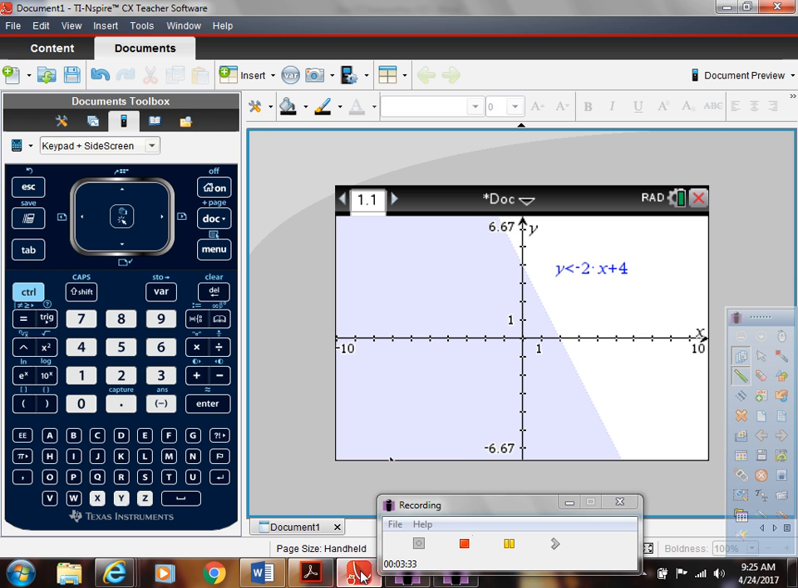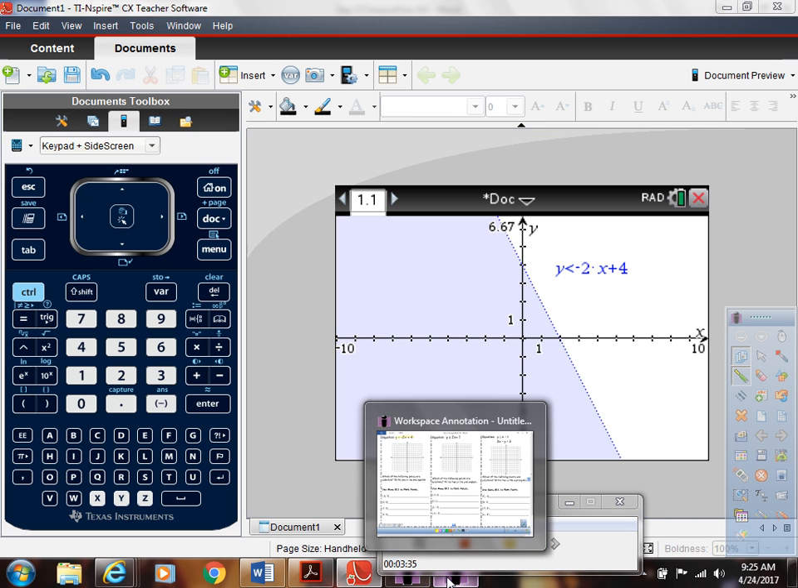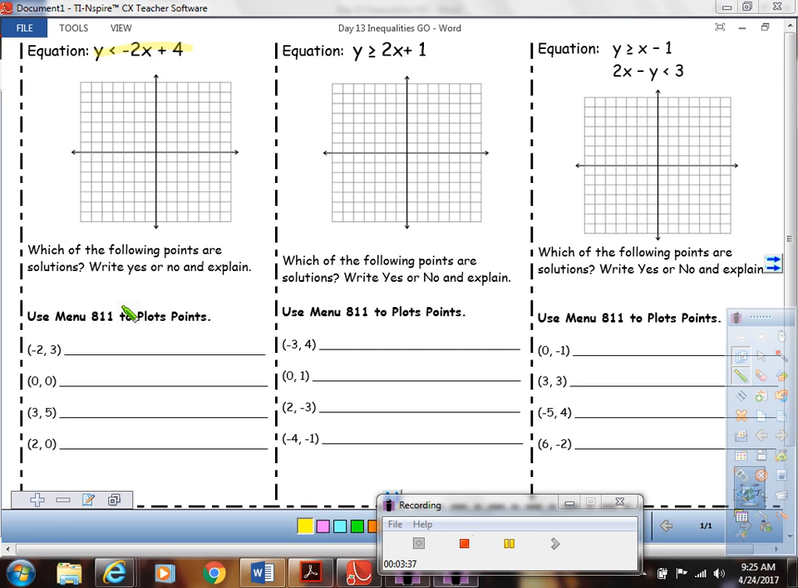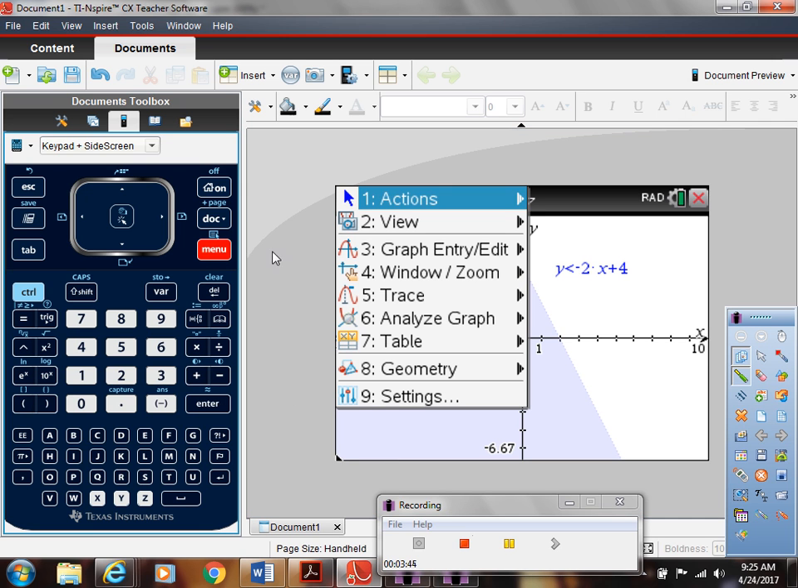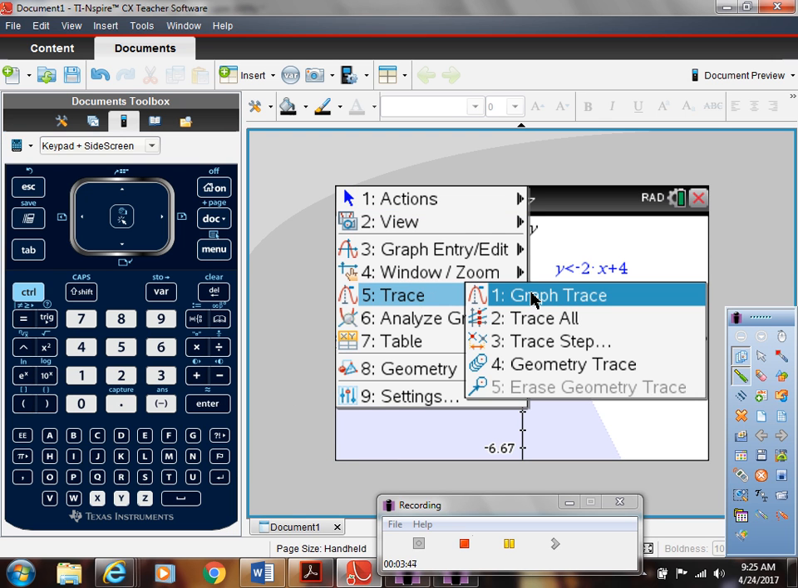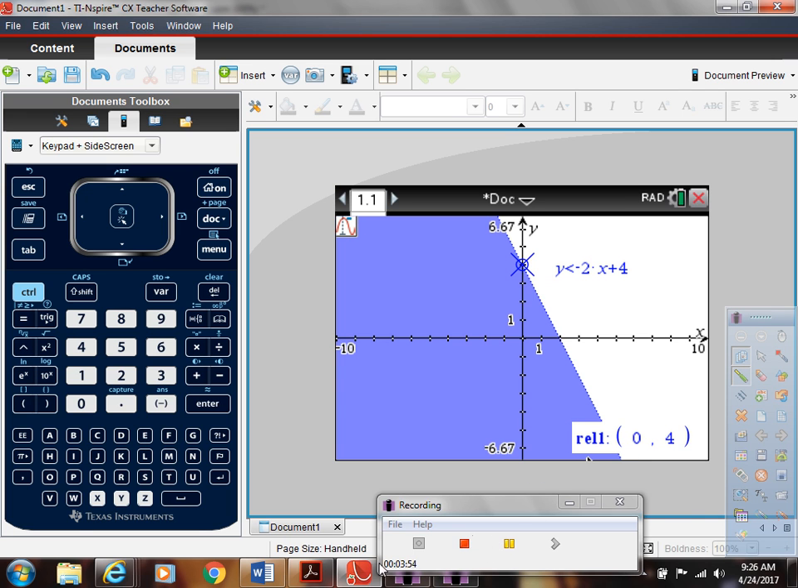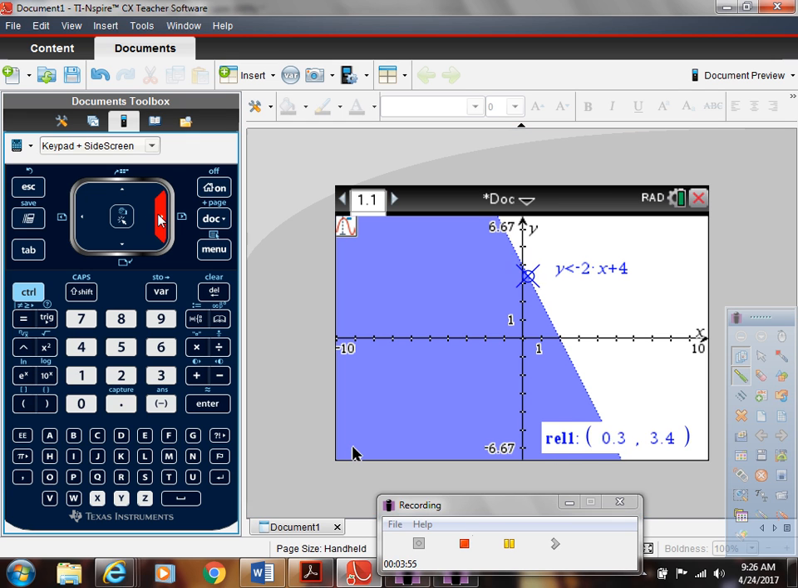So this is what you can do. This is why this lesson's good, because it's going to remind you of some of the things we've done in the past. First of all, let's go ahead and graph it. Let's do the trace. Go ahead and do menu 5-1. That way you can put the little trace on it. Notice the y-intercept is 0, 4. And then if we scroll down, you can see what your x-intercept is, which is 2, 0. And we can plot those 2 points on the graph.